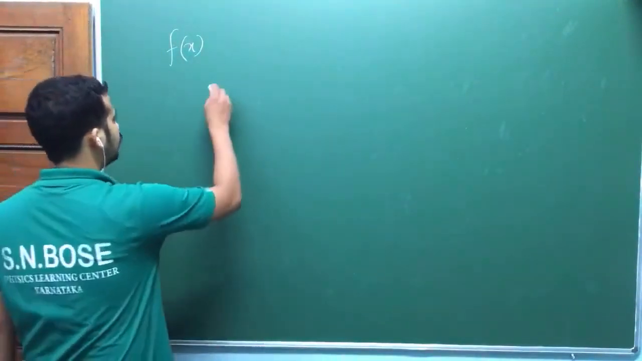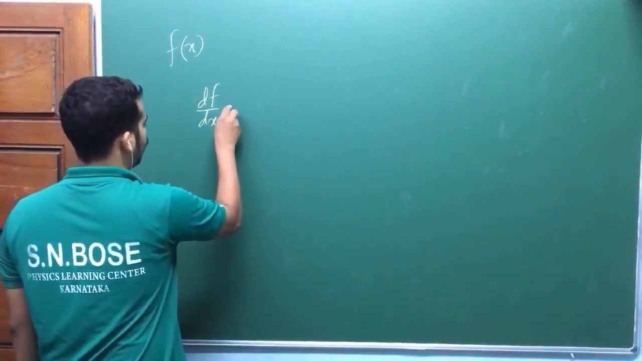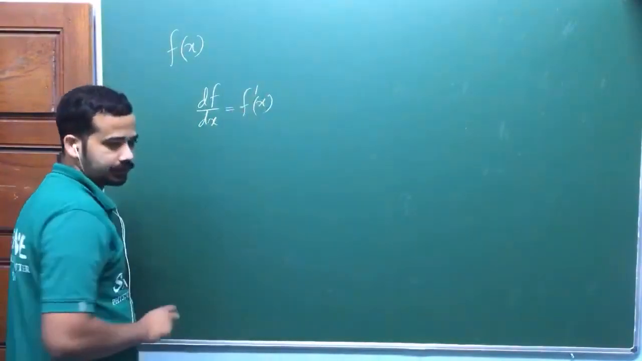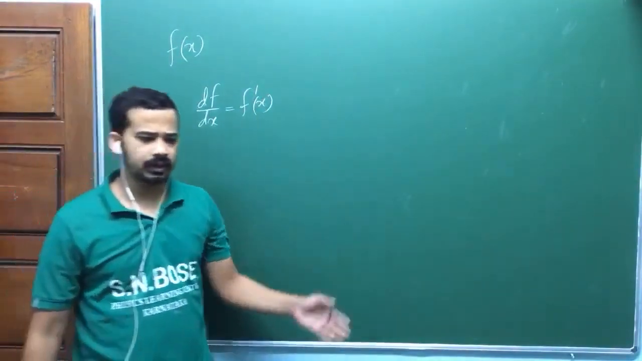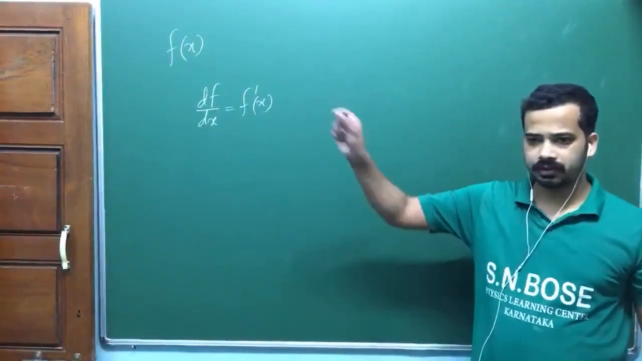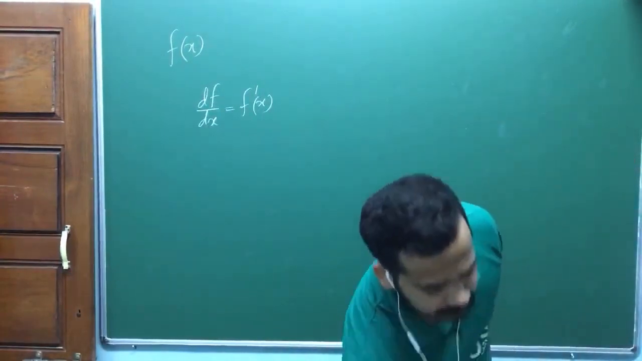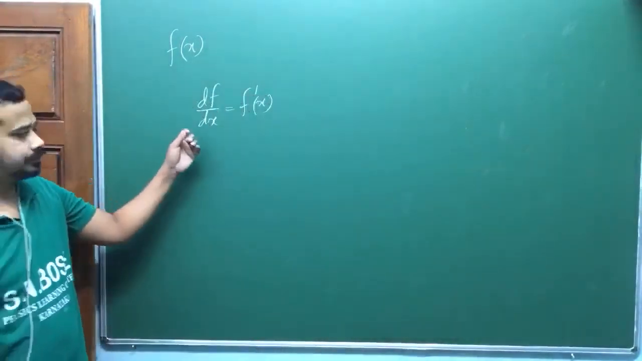Now, what does this df by dx give? We write it as f dash of x. Let me write it as f dash of x, more comfortable. What does it give? Again, geometrically, it gives the slope of the tangent drawn to that function at some point, isn't it? So that's a geometrical meaning. Other than that, what is the actual use of this one?